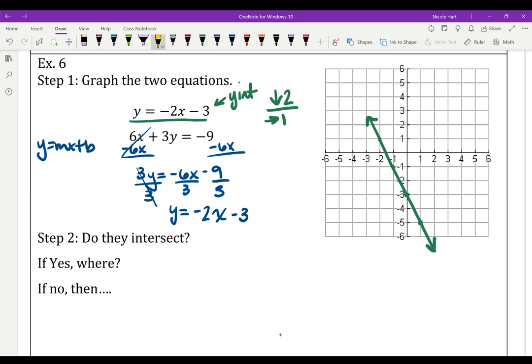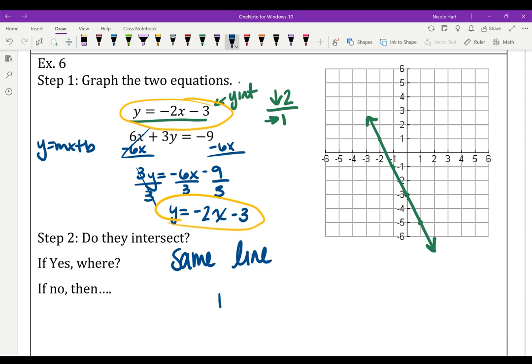So if we notice, y equals negative 2x minus 3, y equals negative 2x minus 3. These are the same line. Because they're the exact same line, they are going to intersect always. Same line. So this means we have infinite solutions. Infinite solutions. So all the numbers, if I graph this second line, it's just going to hang out on top of the first line because they are one and the same.